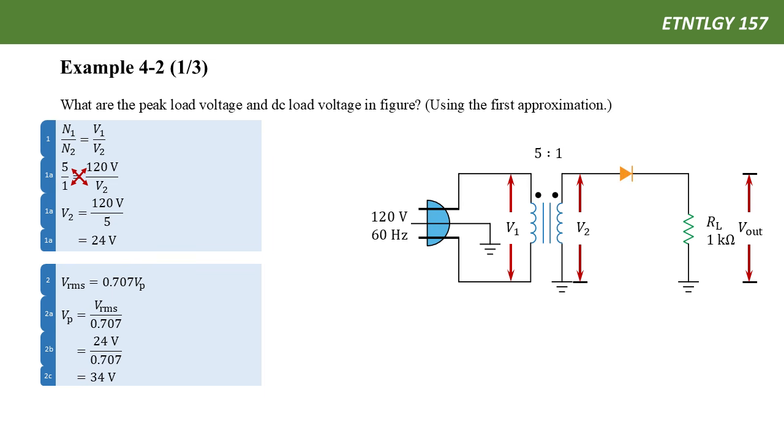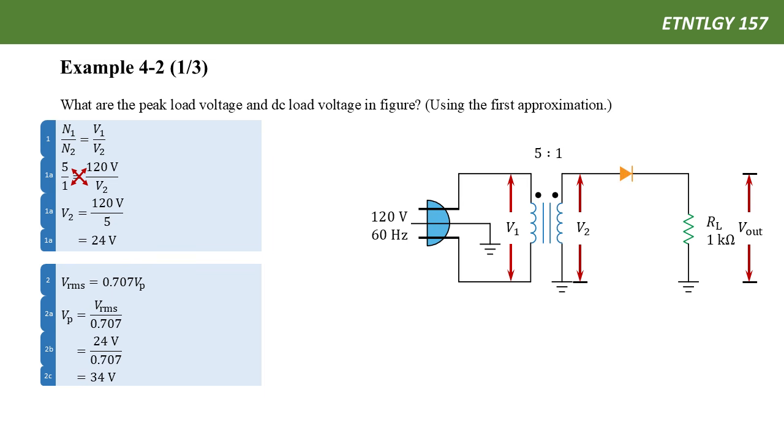Use cross multiplication to rearrange the equation. We know 5 times V2 equals 1 times 120 volts. That's called cross multiplication. After rearranging it and finding the equation for V2, we get V2 equals 120 volts over 5, and that's 24 volts. So the secondary side voltage of the transformer is 24 volts. That 24 volts is provided to the diode and that resistor together.